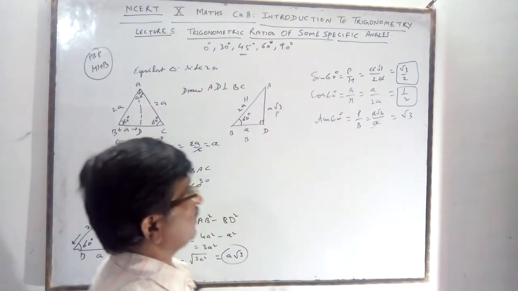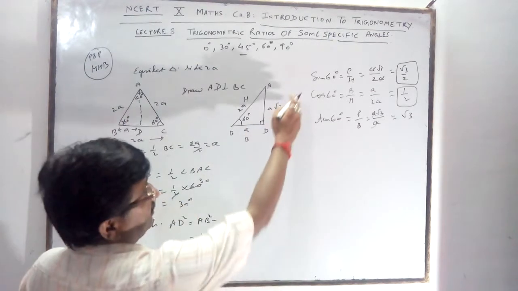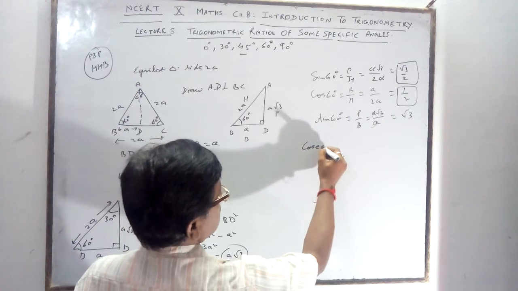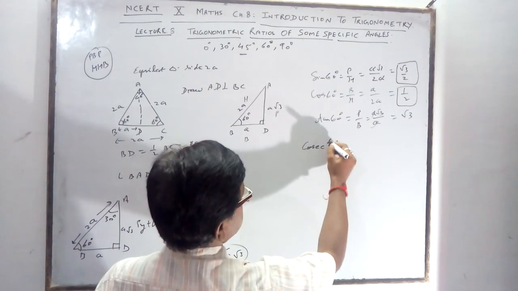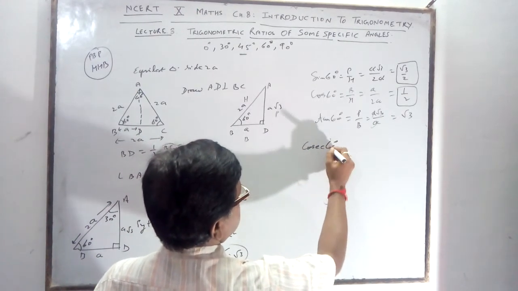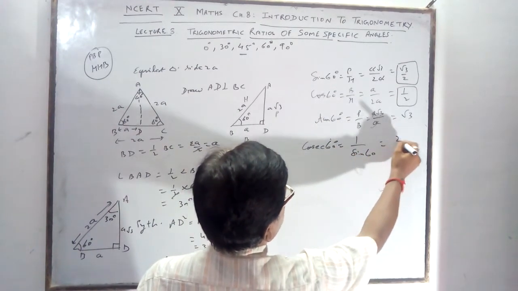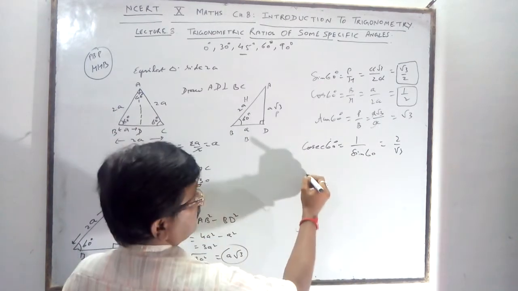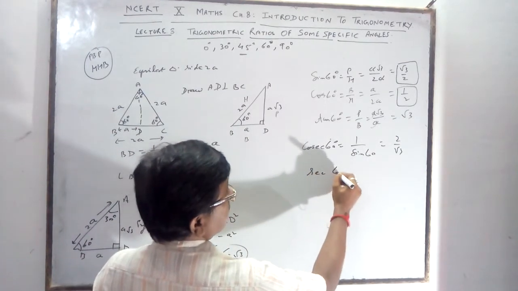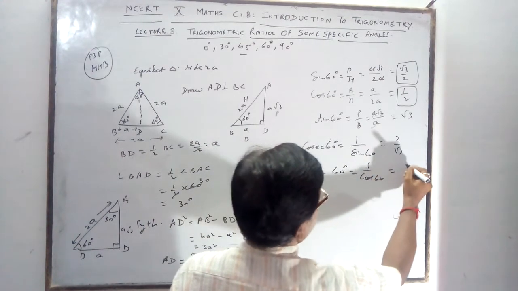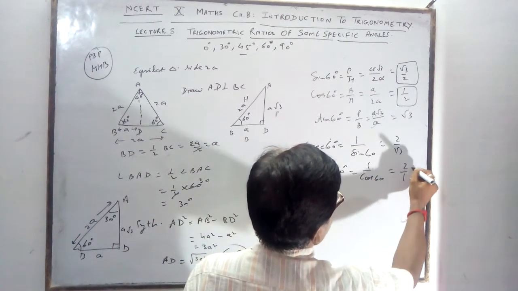Very simple. Now, for the other three, reciprocal of sine is cosec. Cosec 60 degree, not 30. Cosec 60 degree is 1 upon sine 60 degree. That is 2 by root 3. Sec 60 degree is 1 upon cos 60. I have told you, you can write 2 by 1, that is 2.